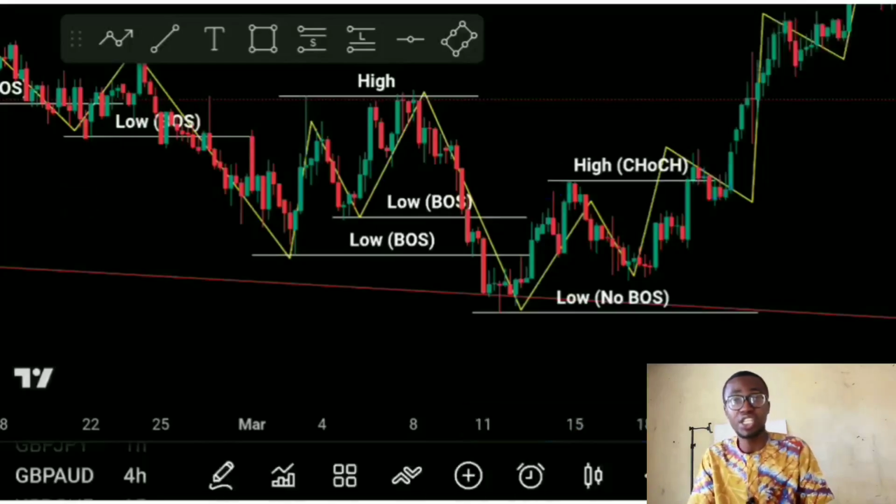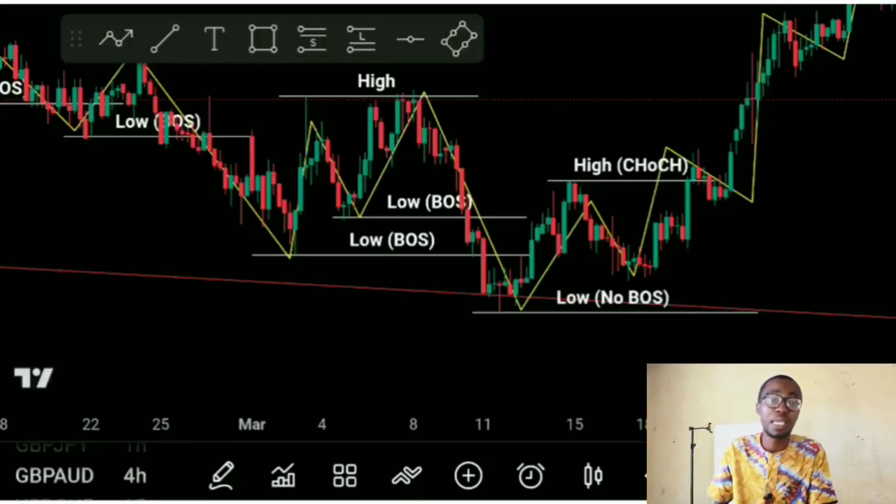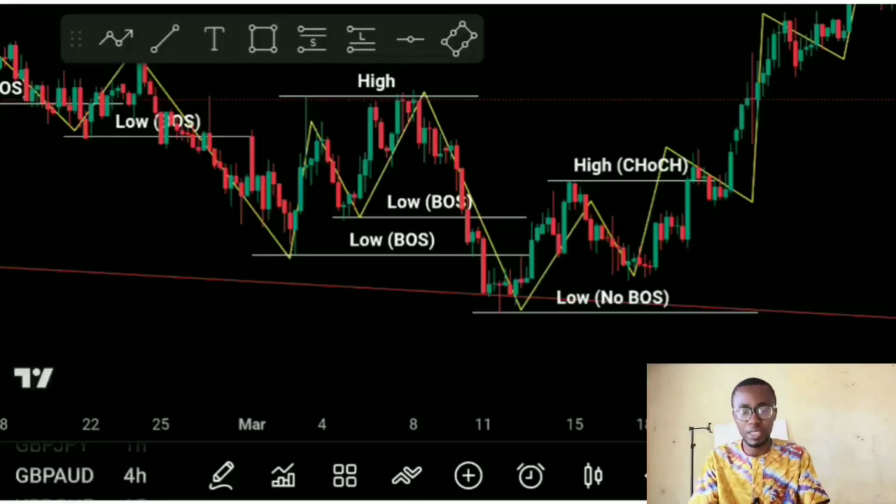And what is change of character? It means the trade is about to reverse, from a downtrend towards an uptrend. That means change of character means a potential change in the trend, from a downtrend to an uptrend, or from an uptrend to a downtrend.